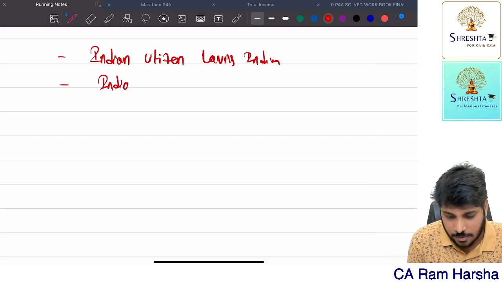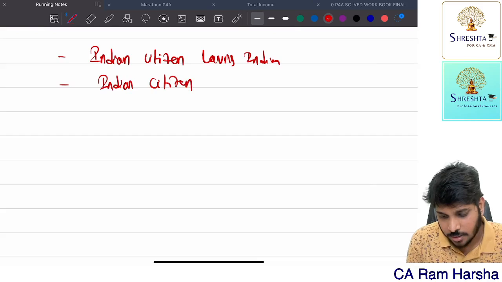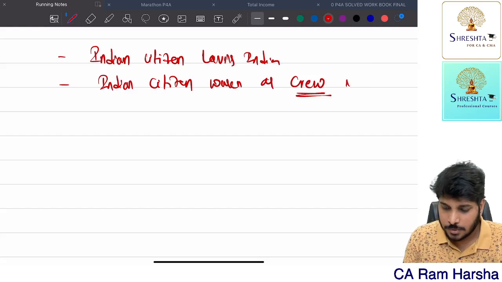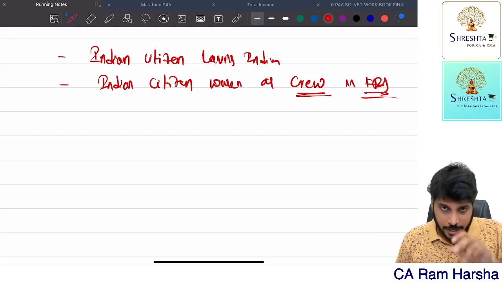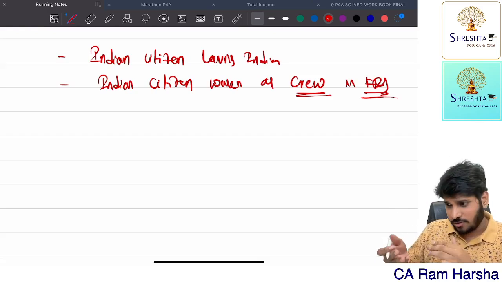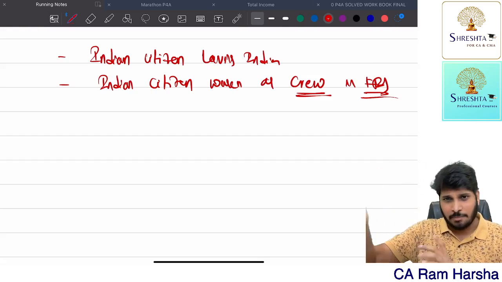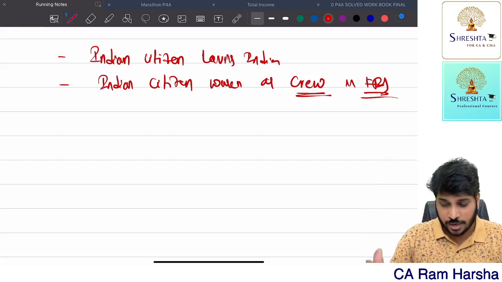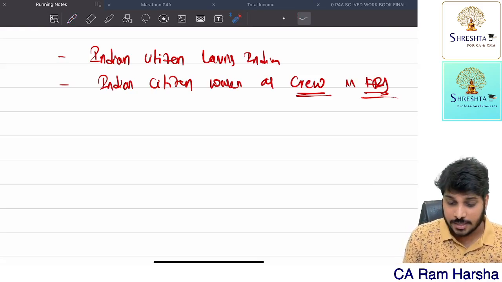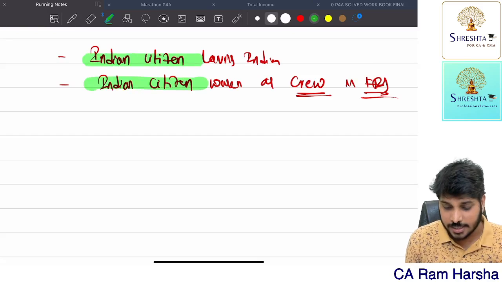Indian citizen working as a crew in a foreign bound ship. Foreign bound ship means that ship travels from India to abroad and abroad to India. That's called foreign bound ship. Okay, fine. So Indian citizen who works as a crew. Now remember, in both the cases, the word used is Indian citizen.